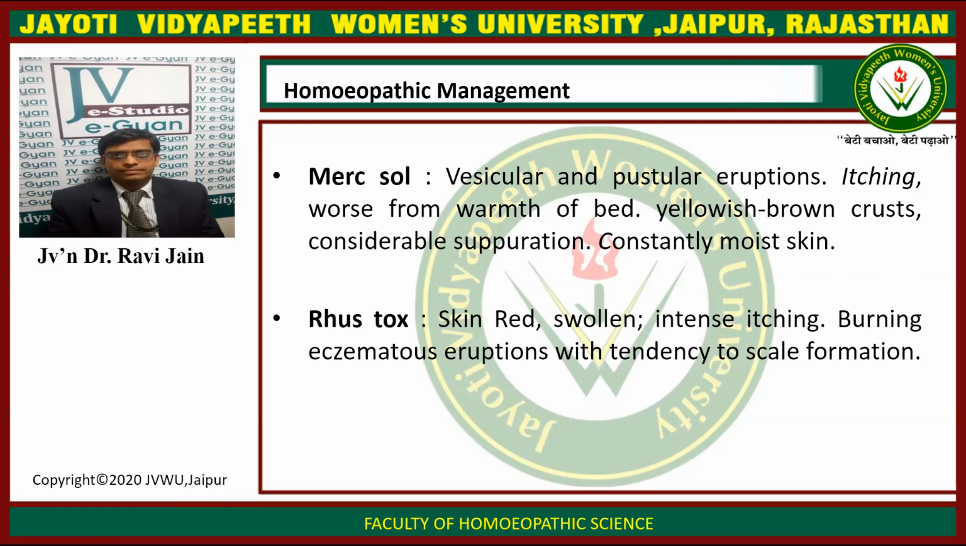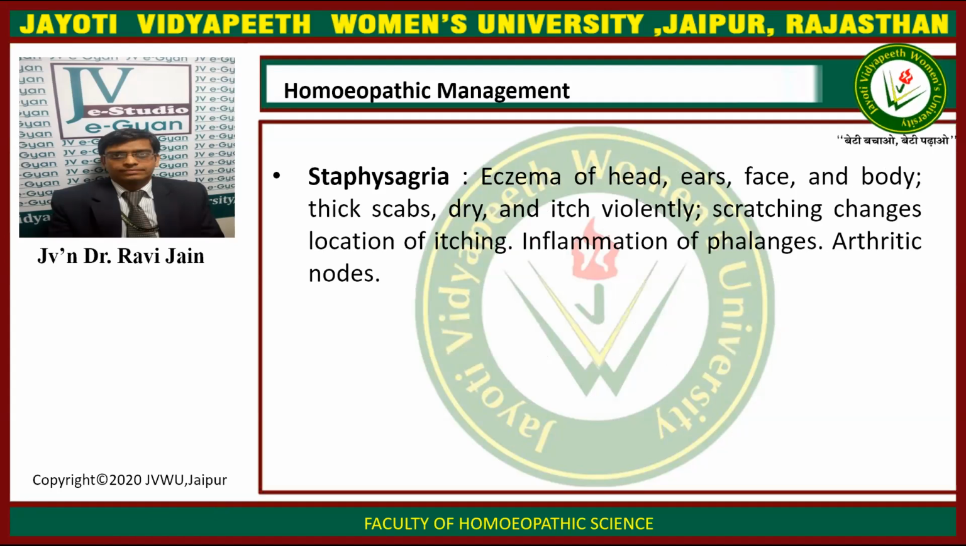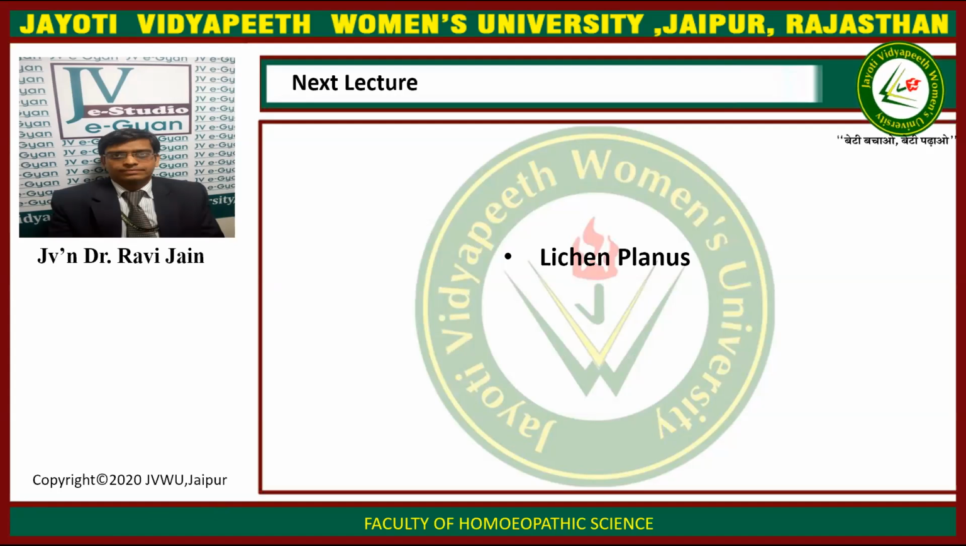Next, we come to Rhus tox. Rhus tox has red skin which is swollen with intense itching. There is burning eczematous eruptions with tendency to scale formation. At the end, we come to staphysagria. Staphysagria has eczema of the head, ears, face, and body. There are thick scabs, dry and itching violently. Scratching changes the location of itching, and there is inflammation of the phalanges, arthritic nodes. So this was all about psoriasis.